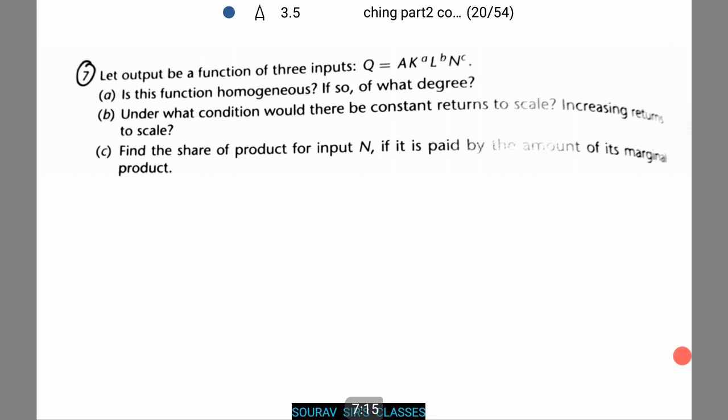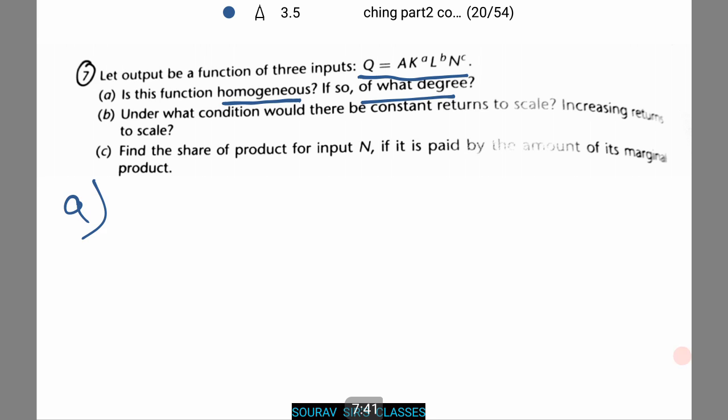Now let's quickly do a complex sum. It might be complex, but it's very easy to do. Let's see what is given. Q equals A K to the power alpha L to the power beta N to the power c. In this function, we need to check homogeneity and its degree. Let's see how to do that.